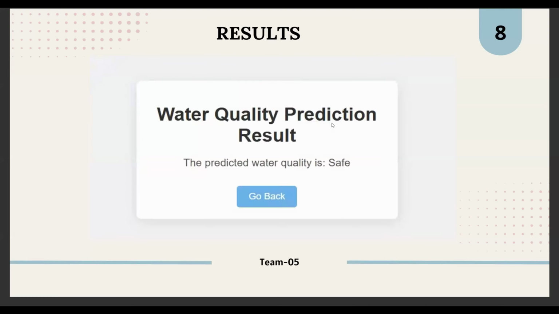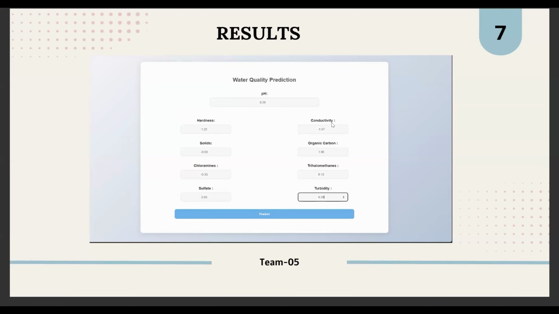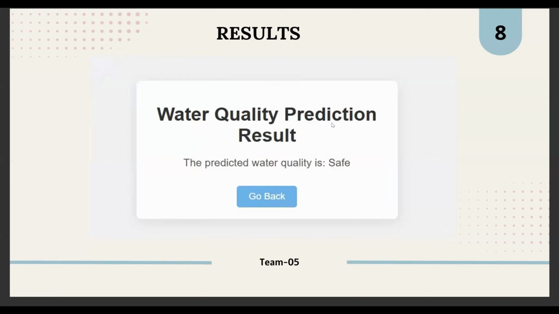So, you can see here that our SVM model was compared against the standard WHO guidelines. For example, a pH of 7 falls within the safe range of 6.5 to 8.5. Turbidity at 0.5 NTU is well below the unsafe threshold. This confirms that our model is reliable and provides accurate classifications in real world use cases.